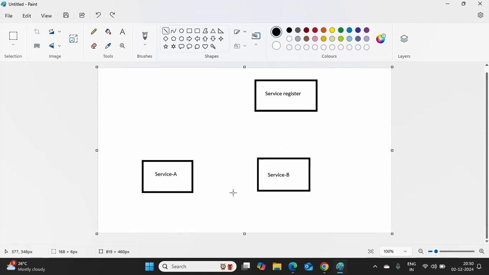But in case of the server-side pattern, the client won't get the information of service B. Instead of getting the information of service B, what will service A do? Service A will transfer this request to the gateway. We are going to have the API gateway here. This is the API gateway.